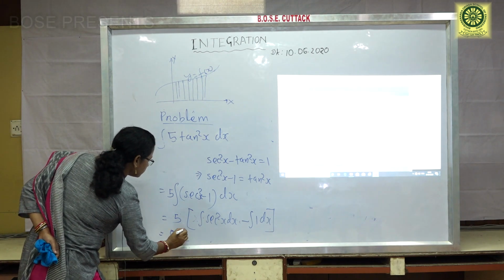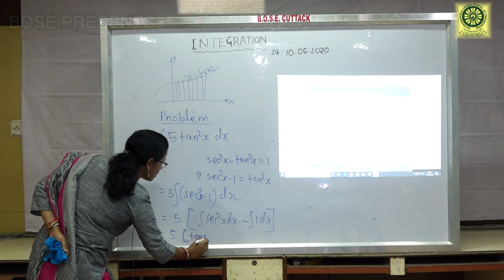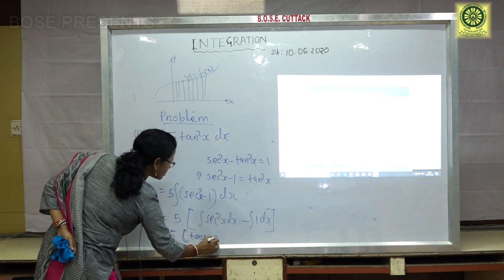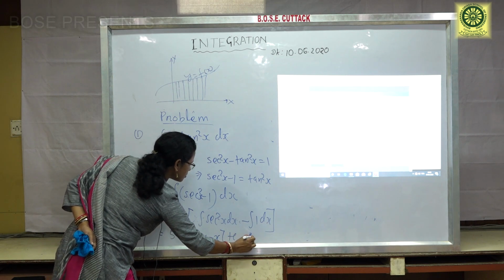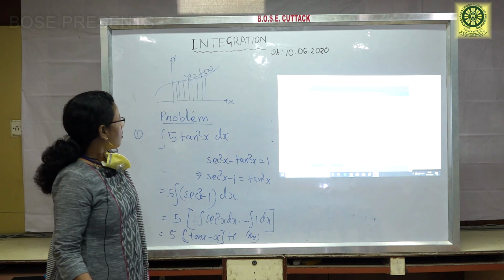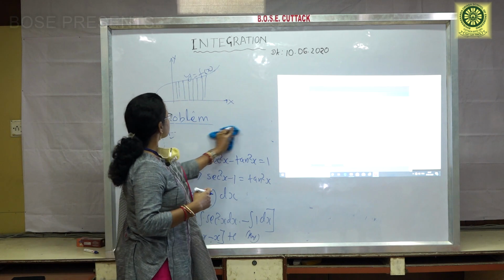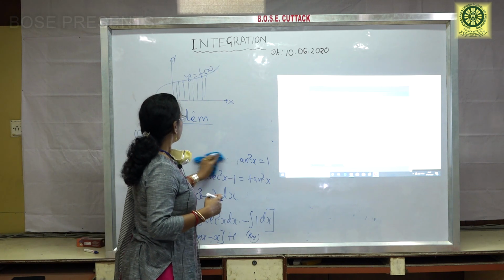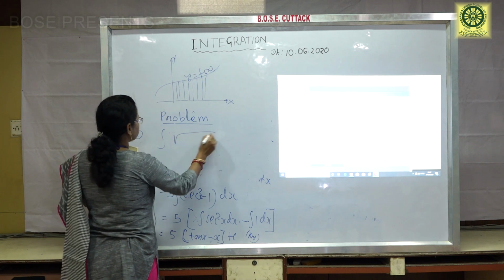This is equal to the integral of sec square x, which is tan x, minus the integral of 1, which is x, plus the integrating constant. This is your answer. This is very important. Then our next one is to integrate root over of 1 plus sin 2x.